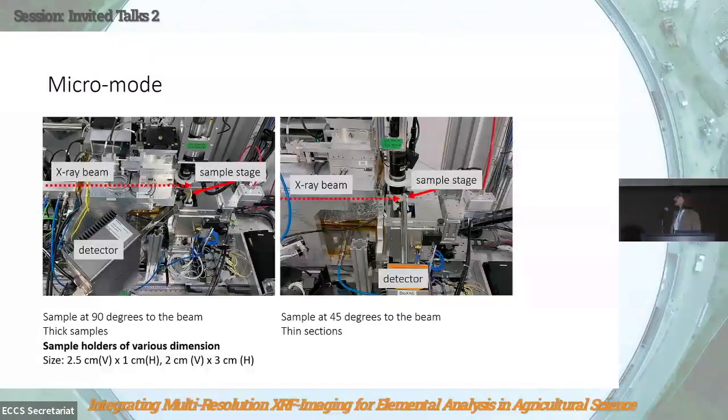So this is the micro mode setup. We are utilizing the KB mirrors to focus the beam vertically and horizontally. And we also have both stage configurations available. And the sample frame size could be as big as 2 centimeters vertically and 3 centimeters horizontally.